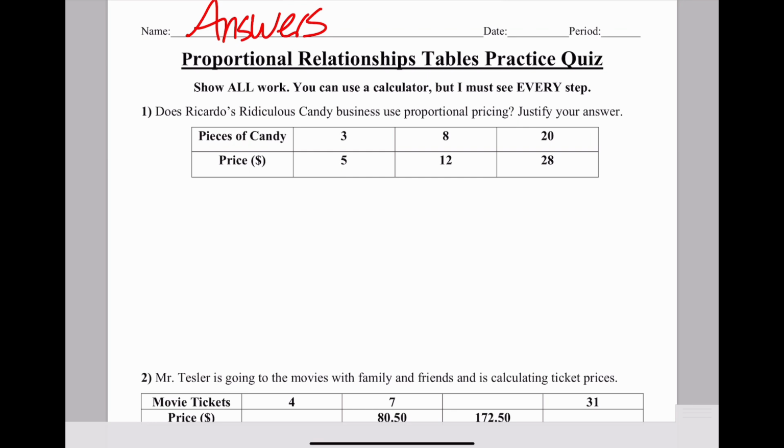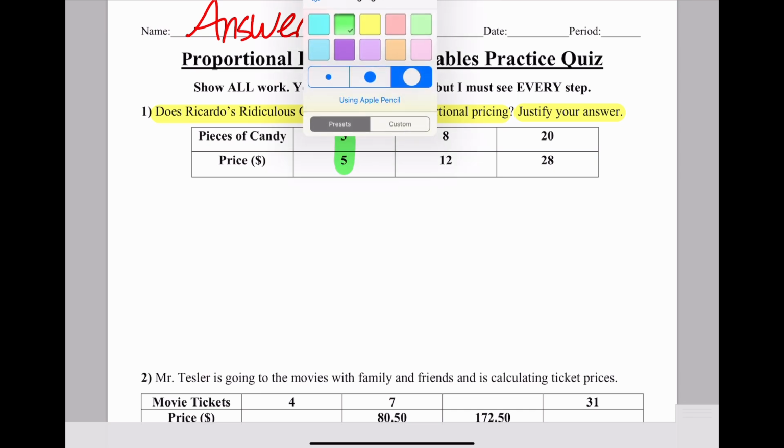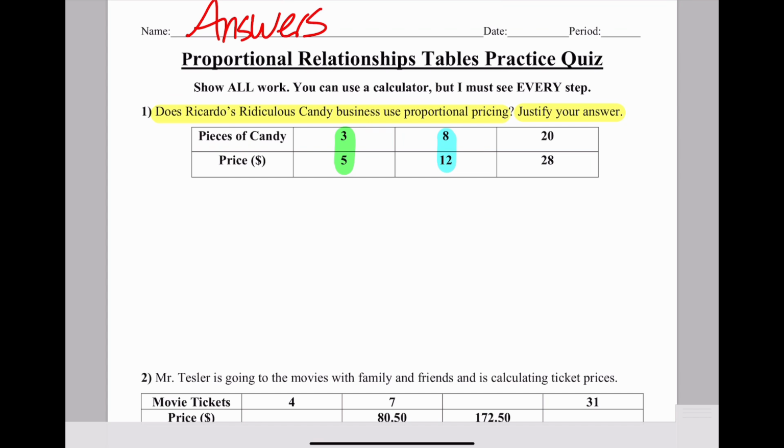Let's get started. So the first one says, does Ricardo's ridiculous candy business use proportional pricing? Justify your answer. And when I say justify, I mean show me the math. So when we look at the table given, we have 3 pieces of candy for $5, 8 pieces of candy for $12, and 20 pieces of candy for $28.